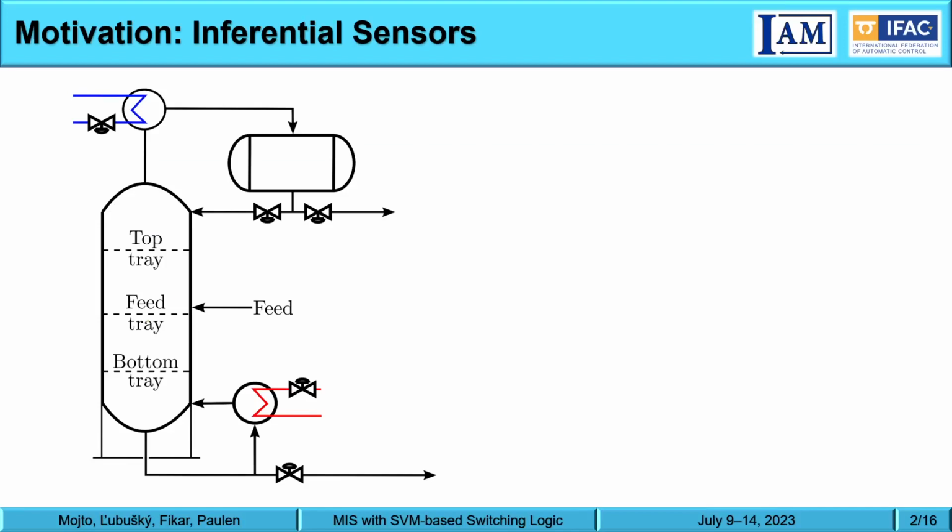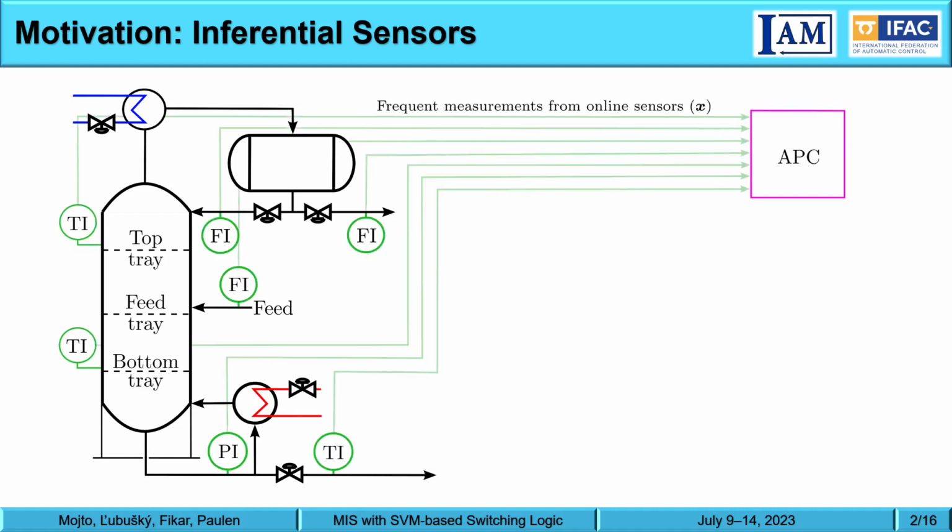So the inferential sensors are frequently used in the industry, especially in the case of the distillation columns, where usually many online sensors are available, and these sensors communicate with the advanced process controller, which uses the information from these sensors to provide adequate or efficient action to maintain the process in the desired operation.